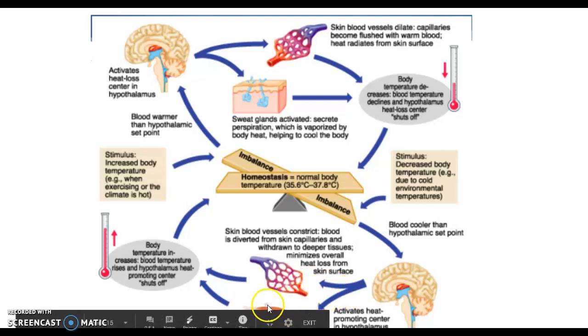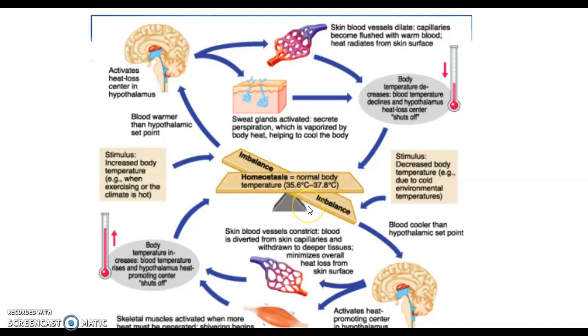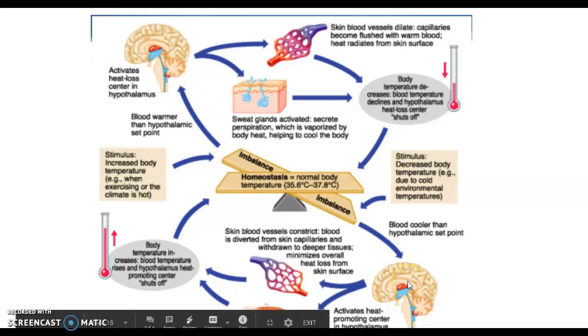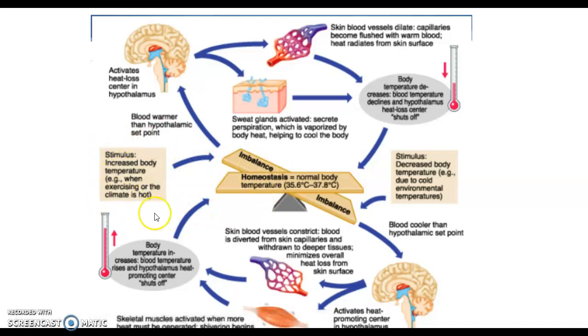And then it will send a signal to your muscles to start to shiver. And as you shiver, and as your blood is kept deep within your body, your temperature will start to rise and you come back to homeostasis. This is also negative feedback because our initial stimulus, the decrease in temperature, was reversed by our body parts. So if the initial stimulus is reversed, it's negative feedback.